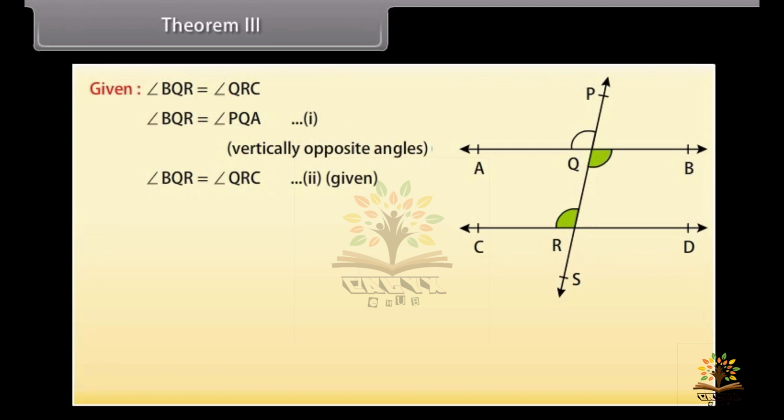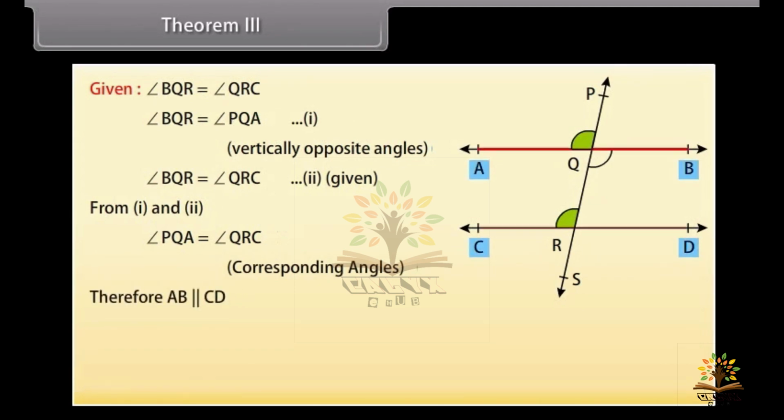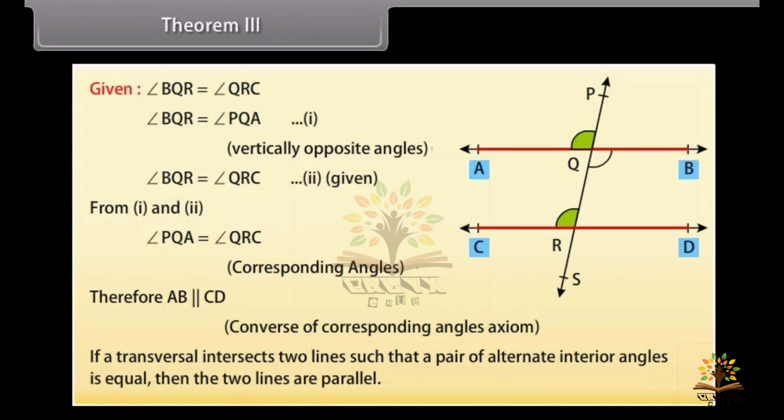But angle BQR is equal to angle QRC, given. Mark it as 2. So, from 1 and 2 you may conclude that angle PQA is equal to angle QRC. But they are corresponding angles. So AB is parallel to CD, by the converse of the corresponding angles axiom. This result can be stated as a theorem, which is, if a transversal intersects two lines such that a pair of alternate interior angles is equal, then the two lines are parallel.